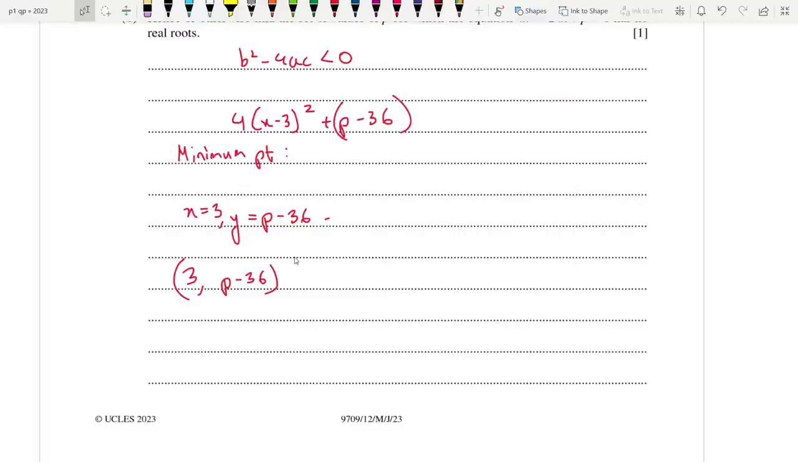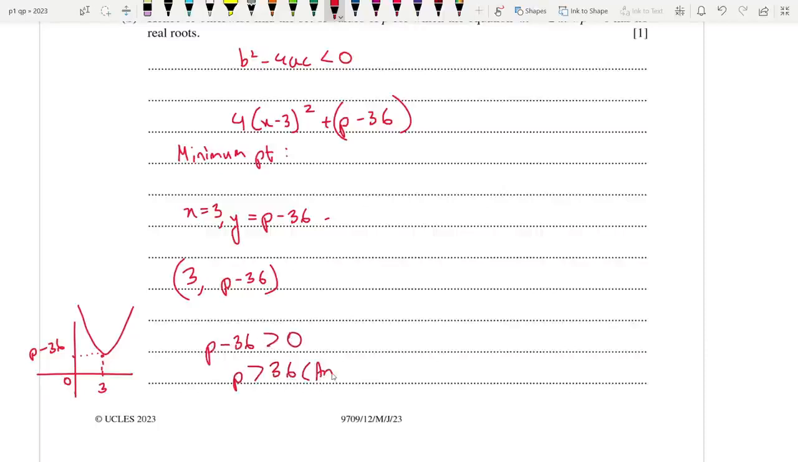Now we want this minimum point, at 3 and p minus 36, to be greater than 0. Why? Because for imaginary roots, we know that our graph cannot cut the x-axis. So for that to occur, the value of y must be greater than 0. So how can we solve this? P minus 36 must be greater than 0. So P must be greater than 36. That is our answer. This is root number 1.